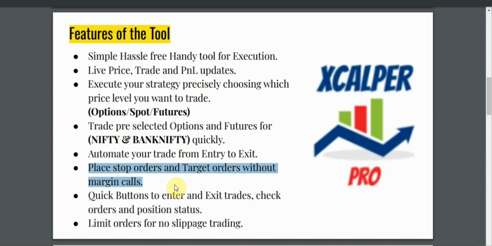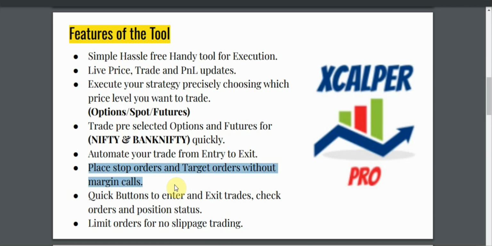But that's not the case with the scalper tool, because you will not be placing any direct orders in your broker. Your scalper will take care of your stop loss and target. Once you have defined your stop loss and target in the tool, whichever price is hit first, it will manage the trade. Usually in your broker account you can either only define your stop loss or target.